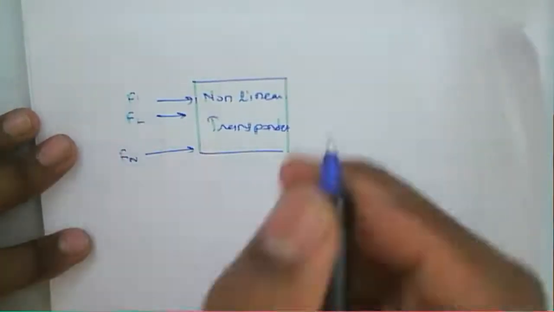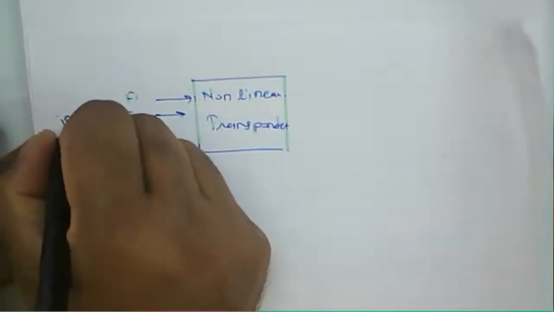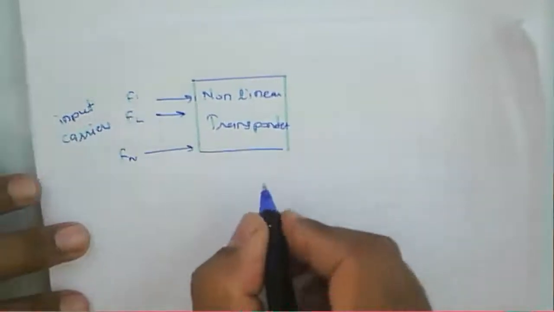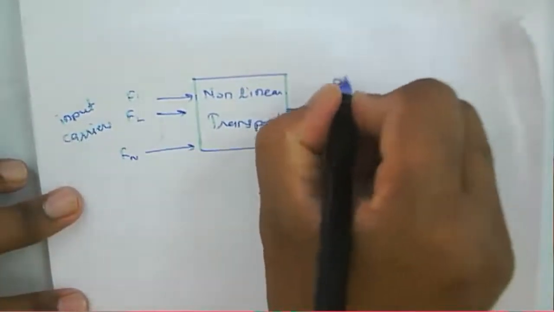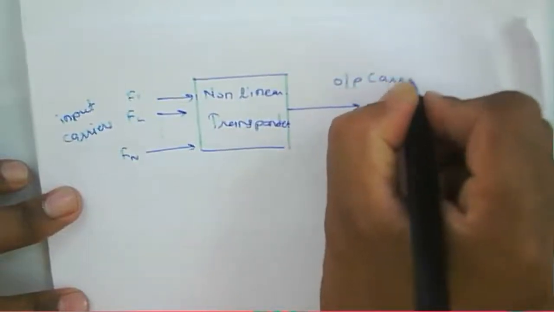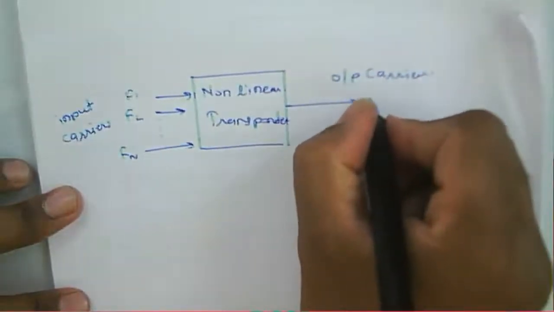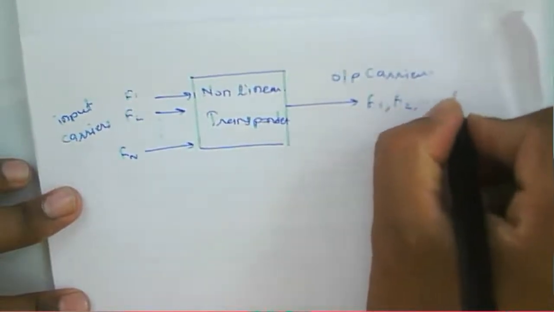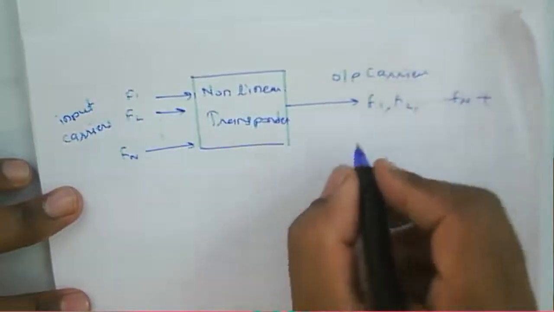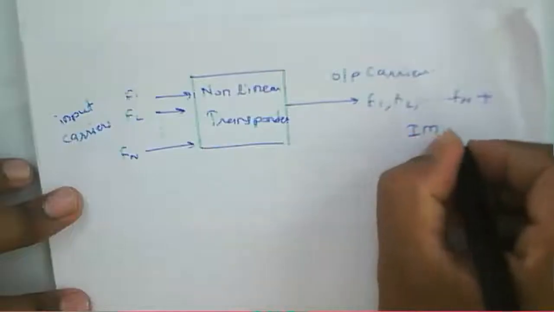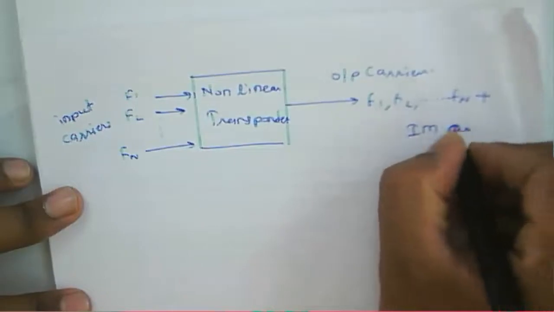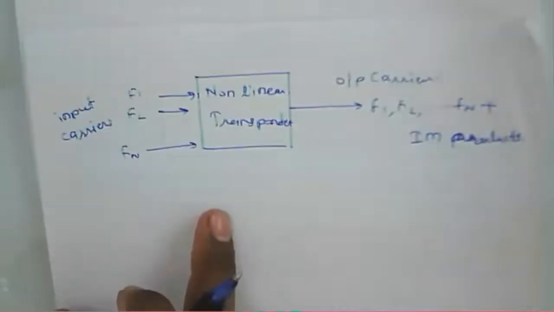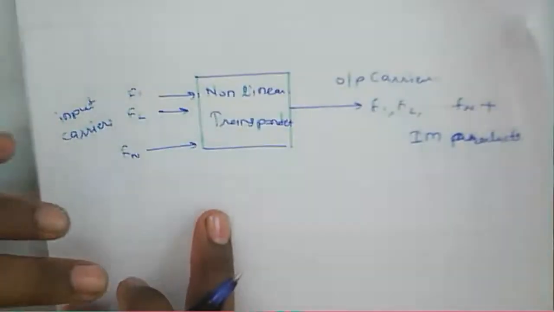These are the various input carriers. And we'll get the output carriers. And that is nothing but F1, F2, Fn plus intermodulation products, IM products. Now this is about a behavior of a transponder.